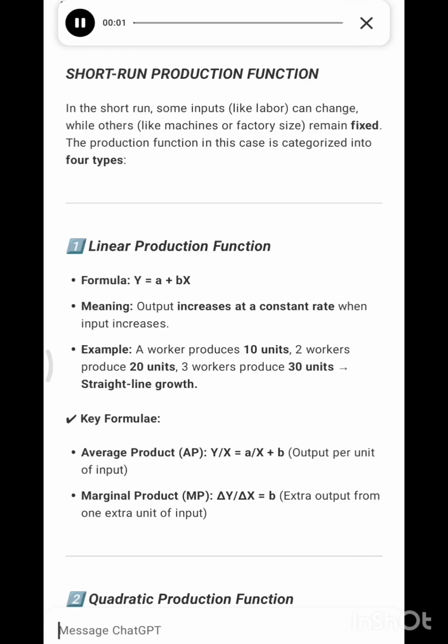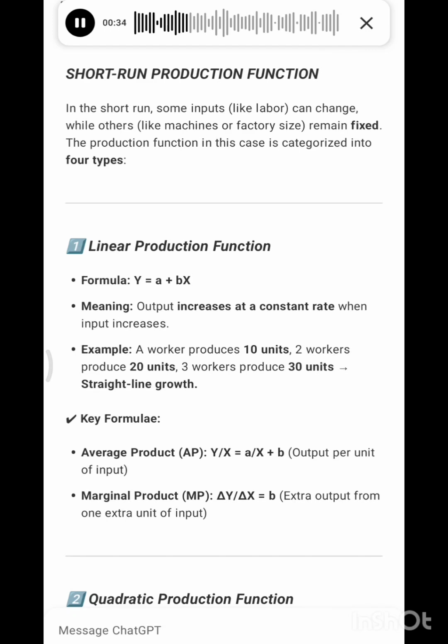Short-run production function. In the short run, some inputs, like labor, can change, while others, like machines or factory size, remain fixed. The production function in this case is categorized into 4 types. 1. Linear production function. Formula, y equals a plus bx, meaning output increases at a constant rate when input increases. Example, a worker produces 10 units, 2 workers produce 20 units, 3 workers produce 30 units, straight line growth.